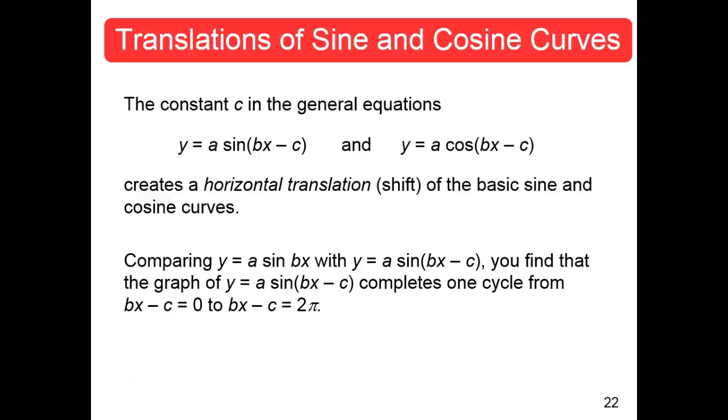A affects the amplitude, how far above or below equilibrium it's going. The B affects the period, whether it's stretched or shrunk. The C is a translation or a shift in the sine or cosine curve.